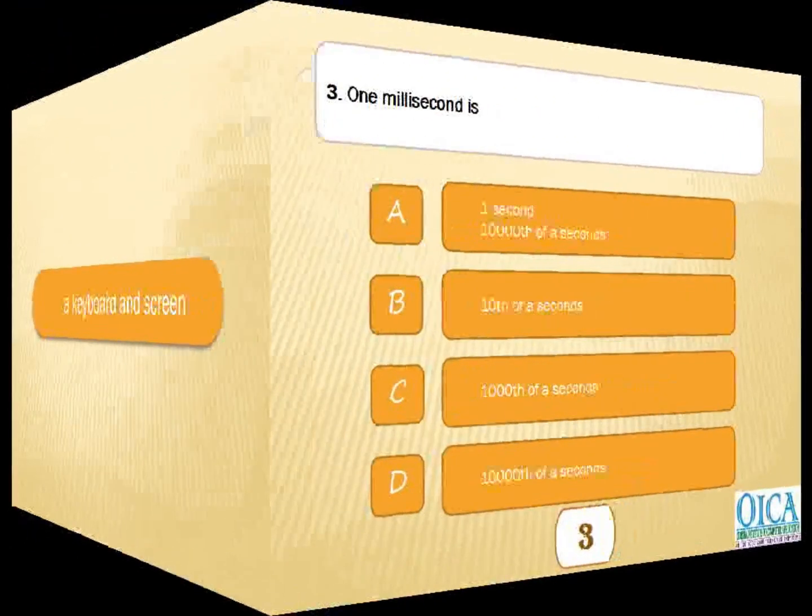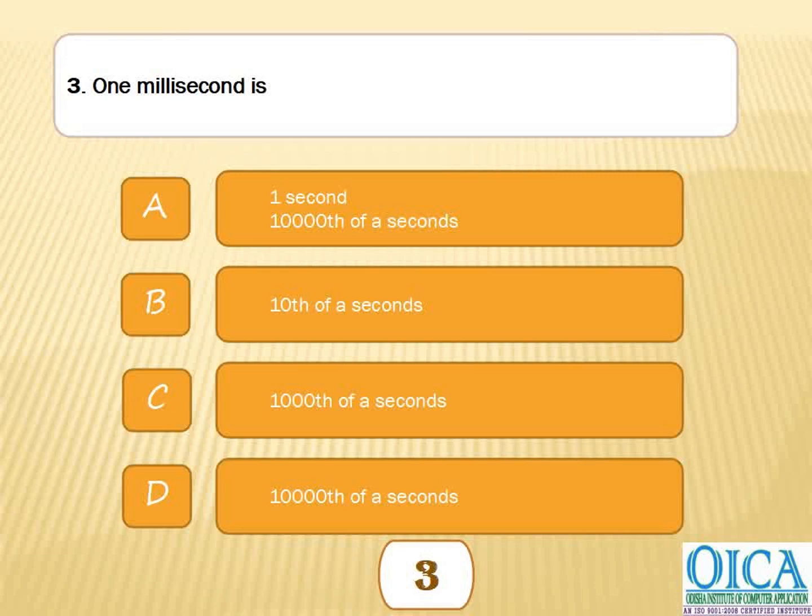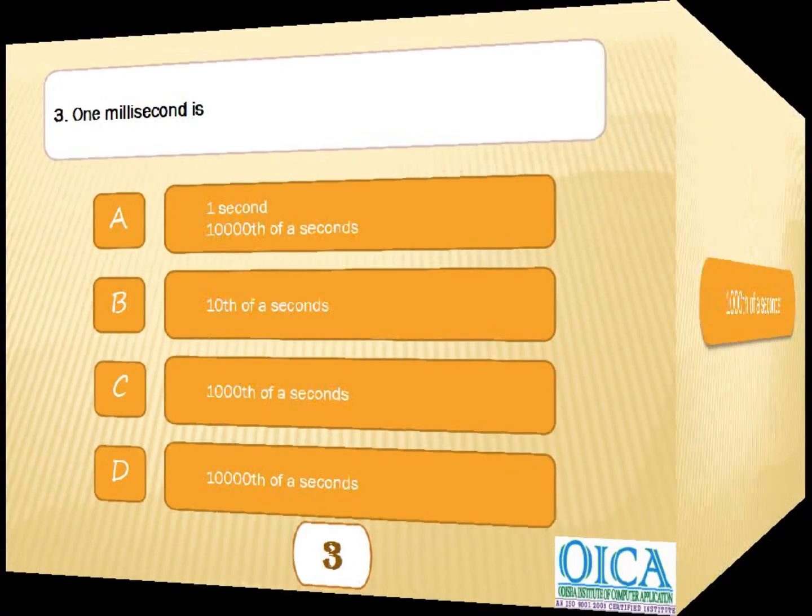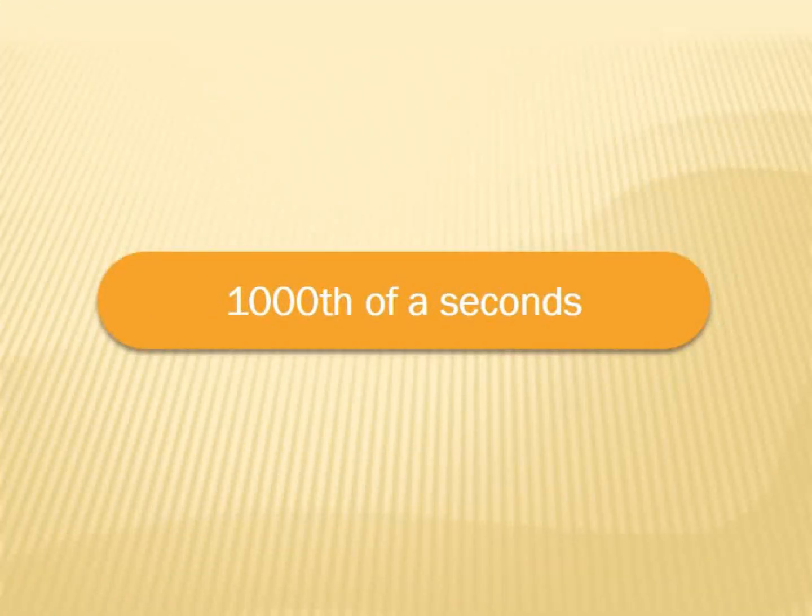Next, 1 millisecond is: A. 1 second, B. 10th second, C. Thousandths of a second, D. 10 thousandths of a second. The answer is thousandths of a second.